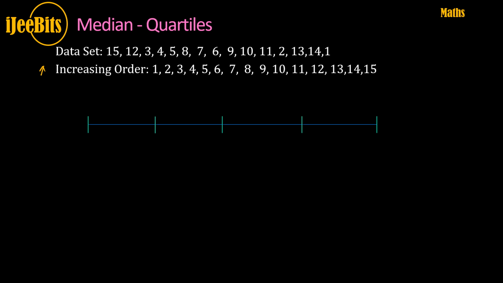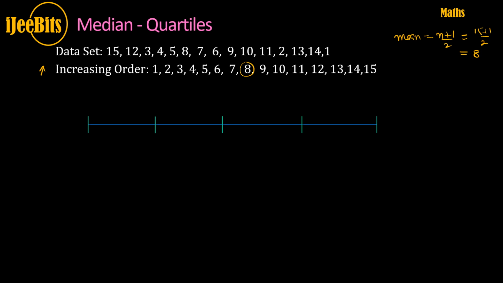One quick note: when you have this kind of data, what would be the mean? We know, right? For the first n natural numbers, the mean is (n plus 1) by 2, isn't it? What is the n value here? 15. So 15 plus 1 divided by 2 is 16 by 2, which is 8. So 8 is the mean.